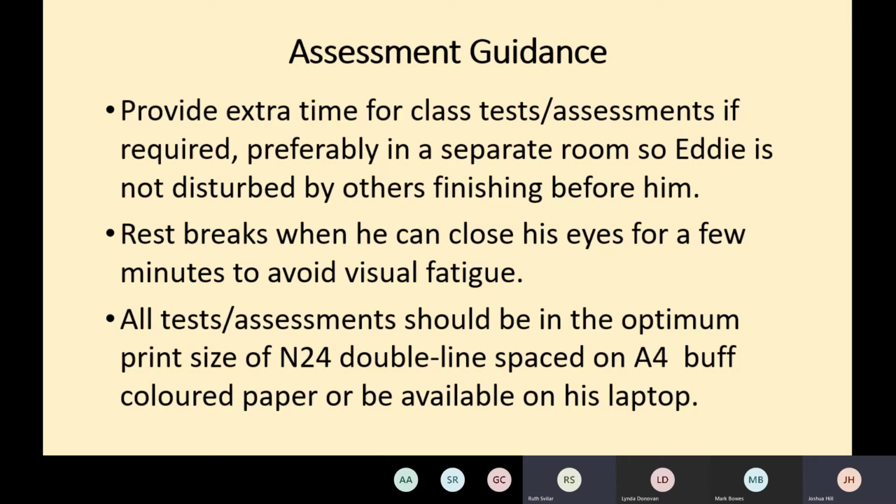All tests and assessments should be in the optimum print size of bold N24 double line spaced on A4 buff coloured paper, or be available on his laptop. So again, whatever settings are best for him on the laptop, it might be with a slightly dim screen, or it might be, as Shirley said earlier, with white text on a black background, or it's whatever is his preference on the laptop.